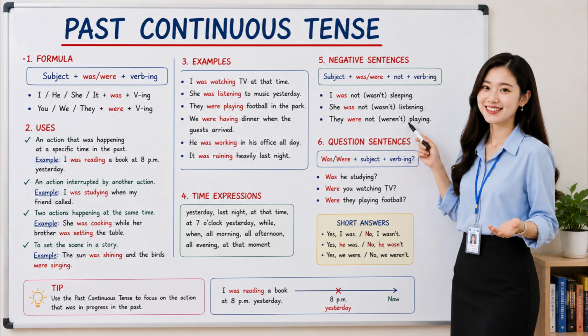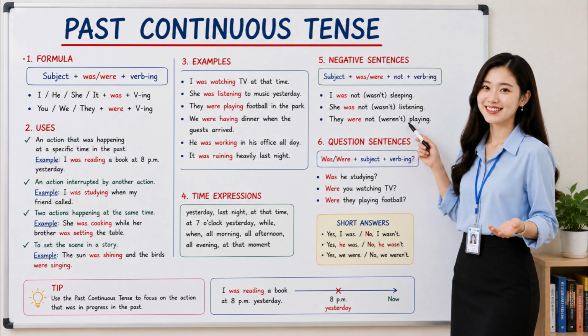By understanding and practicing the past continuous tense, you will be able to describe past events more clearly and naturally. For example, you can say, I was studying when my friend called. She was cooking while her sister was cleaning, or they were playing football at 5 o'clock yesterday. These sentences help listeners understand what was happening during a particular moment in the past.